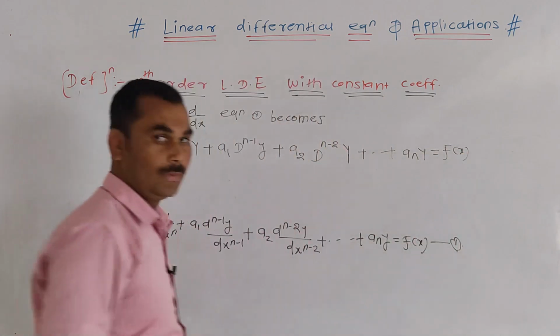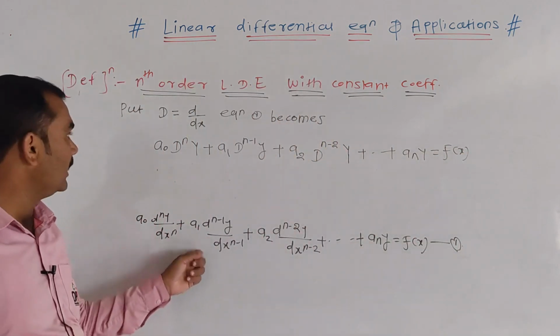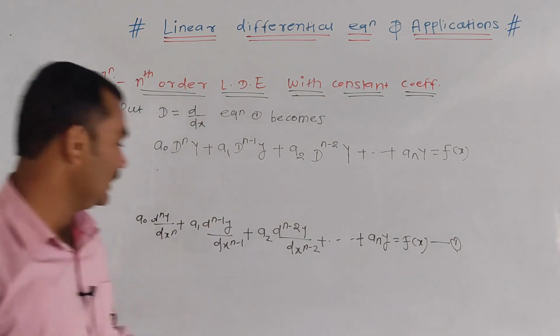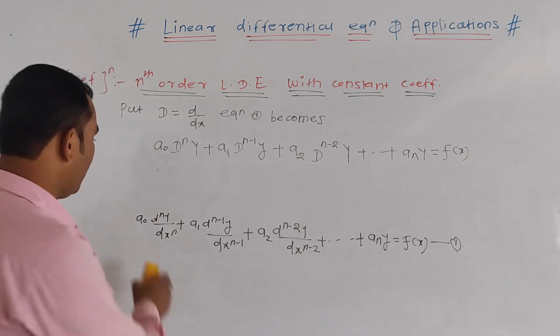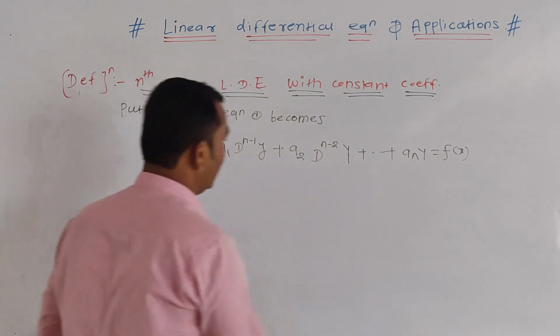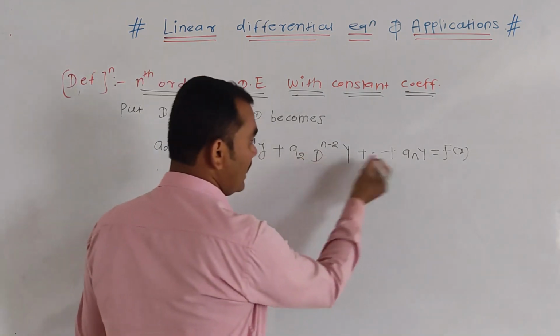A and y is equal to f of x. In equation 1, replace capital D as d by dx. Okay, now simplify this. From whole this equation, take y as a common. Here is y, and here is y.